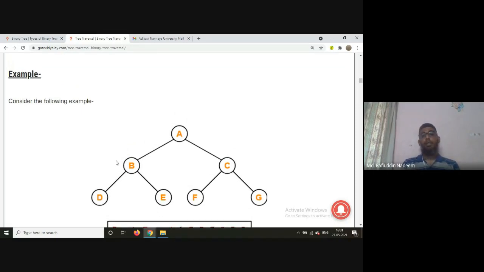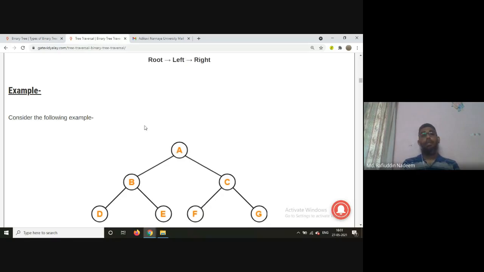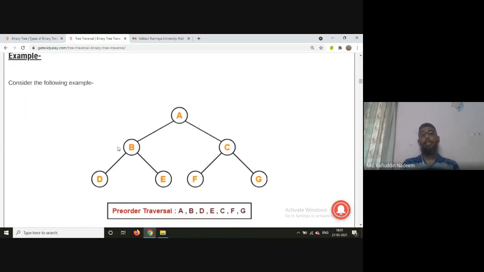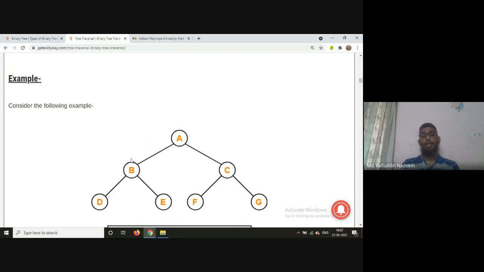This is an entire tree. According to the algorithm, visit the root node. What is the root node? A. Then traverse to the left subtree. B, D, E is the left subtree. Consider this as a separate tree. What is the root node? B. So next comes B. Then go for the left subtree, D. What is the root node here? D. There is no left, there is no right. So A, B, D.